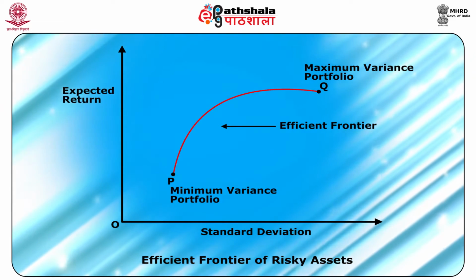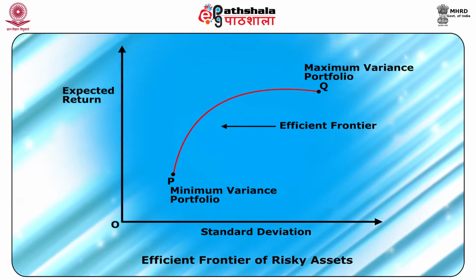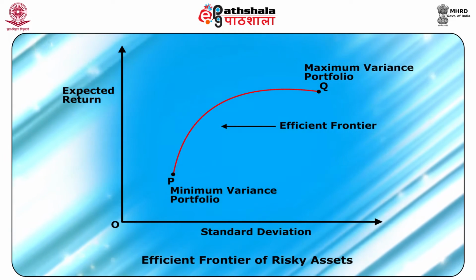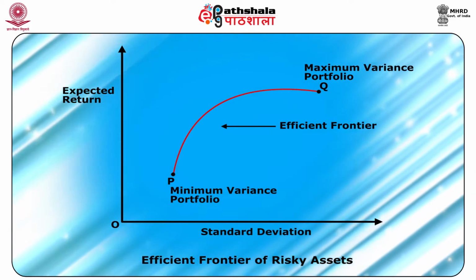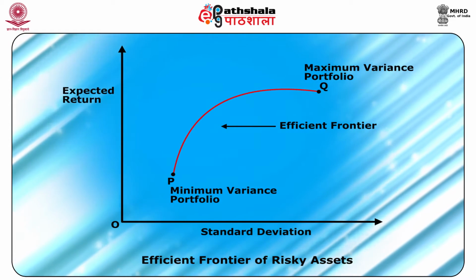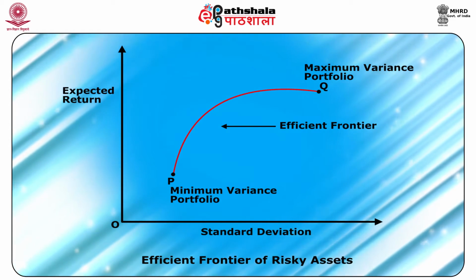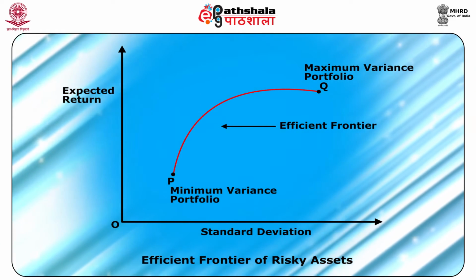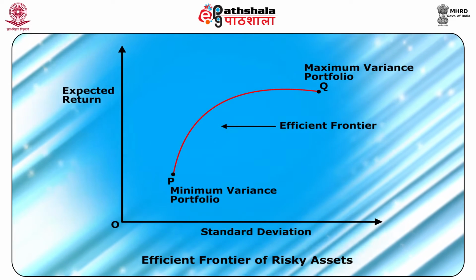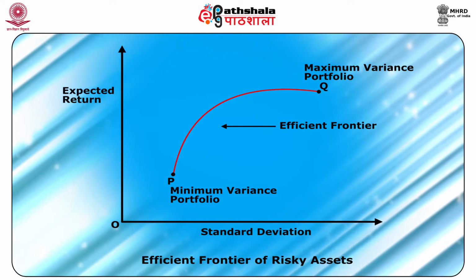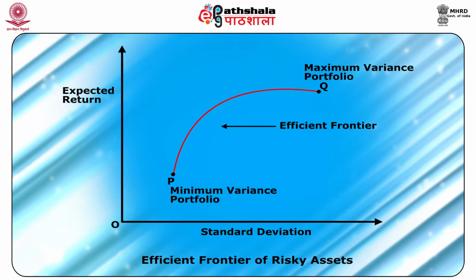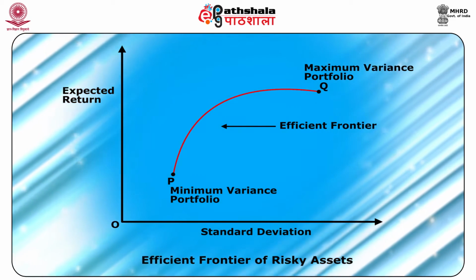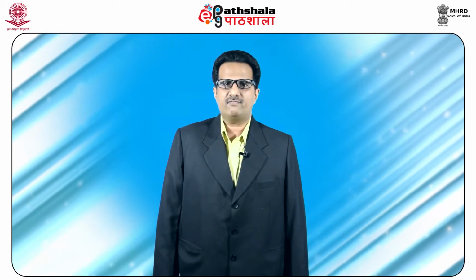In this figure, the x-axis has standard deviation and the y-axis has expected return. You draw a concave curve on the left hand of which you have the minimum variance portfolio, and because it is extending upwards, this has the maximum return portfolio. This specific curve is called the efficient frontier, and the figure can be labeled as the efficient frontier of risky assets. With the introduction of risk-free assets, this efficient frontier undergoes a change.